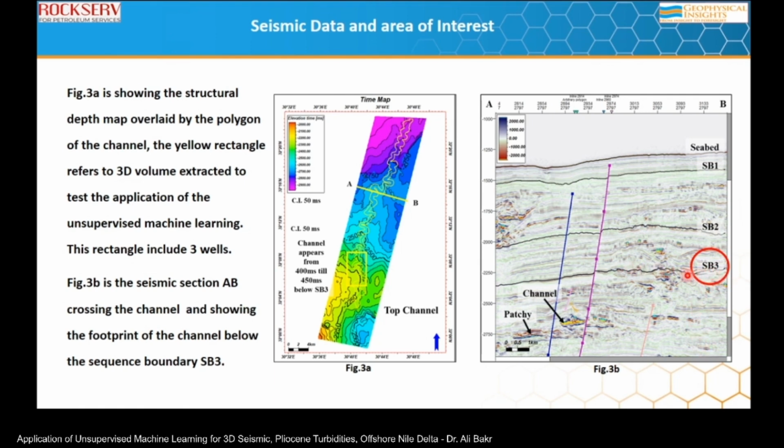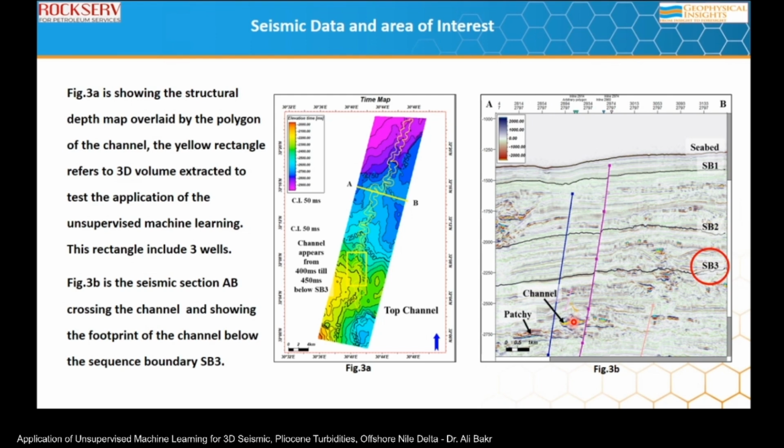on sequence boundary 3 in here, and there are some little faults that affected the area, and actually it's not a big throw. The channel, you can see the channel very pronounced by high amplitude in this area. Actually, this channel has been mapped through the amplitude itself.